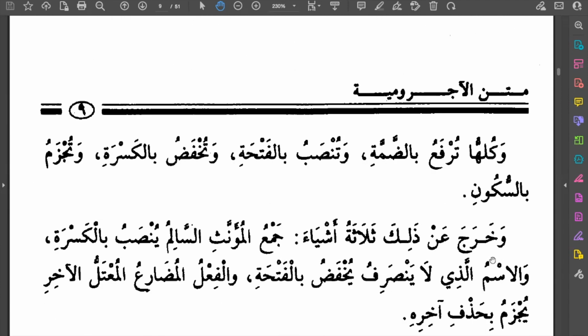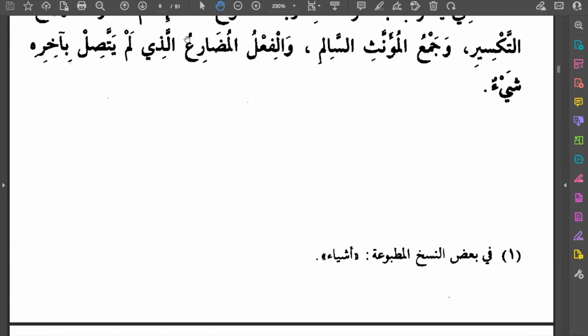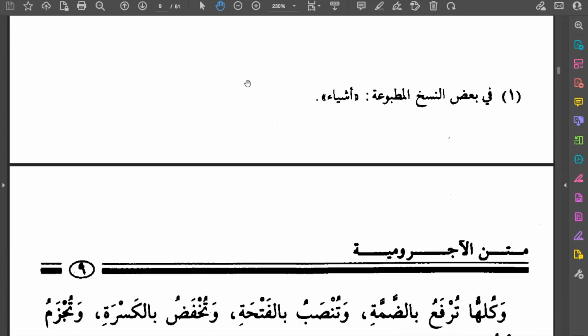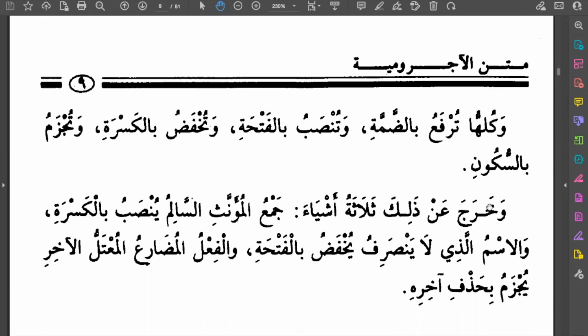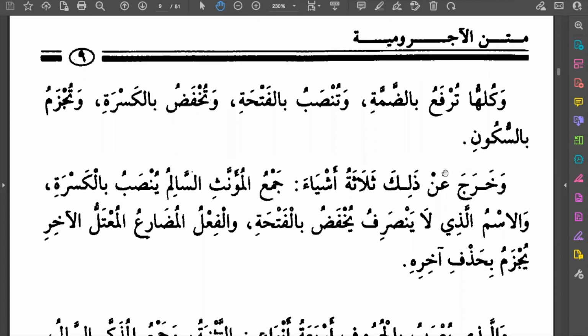That's clear, inshallah. So he says كلها ترفع بالضمة, all of them, the sign of رفع is a dhamma, وتنصب بالفتحة, and the sign of nasab is a fatha, وتخفض بالكسرة, and the sign of them being مخفوض or مجرور is a kasra, وتجزم بالسكون, and the sign of it being مجزوم, for obviously only the fi'l المضارع, because the other ones can't take a jazm, is the sukun. وخرج عن ذلك ثلاث أشياء, and there are three things that are not like this. جمع المؤنث السالم ينصب بالكسرة.